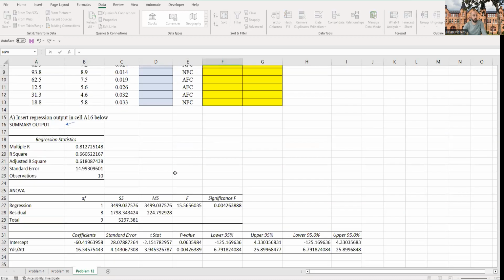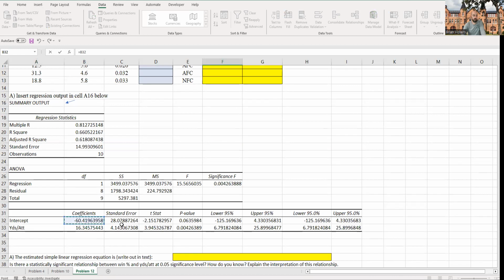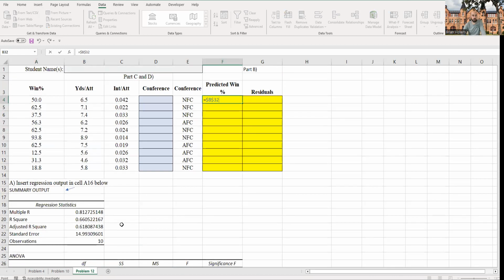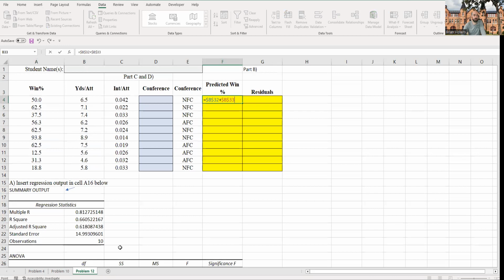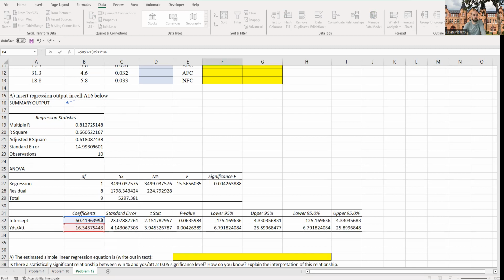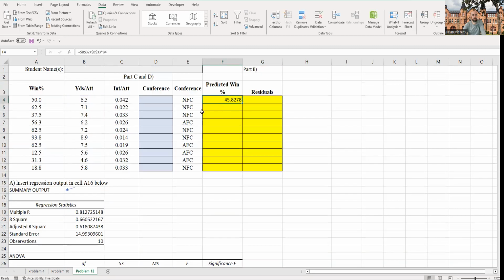So how do I do that? Equals intercept. Let's lock that in with our F4 option because we're going to want to drag this down to all the other ones. Plus slope, lock that in, times this one right here, just that top one. In your actual problem, it's going to be something like months since last service, I think. You would just click right there. So lock in the intercept, lock in the slope, hit enter. That's the predicted win percentage. Drag this down. Now we've got the predicted win percentage for all the teams.